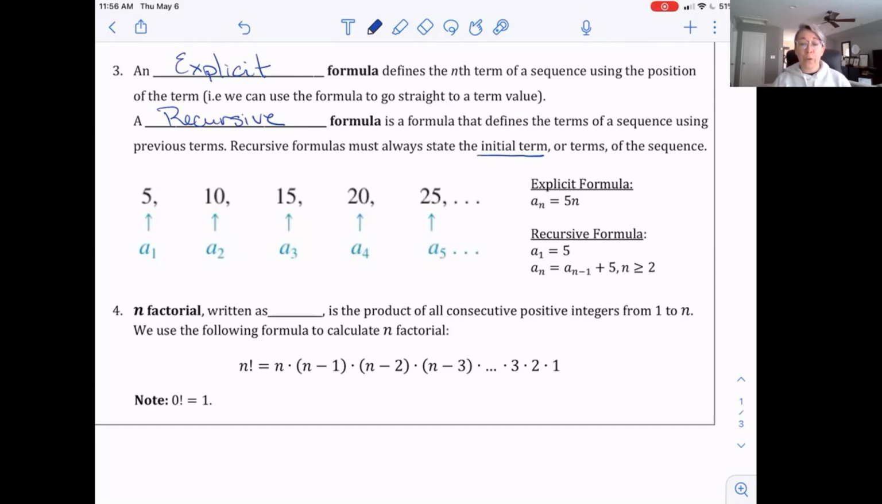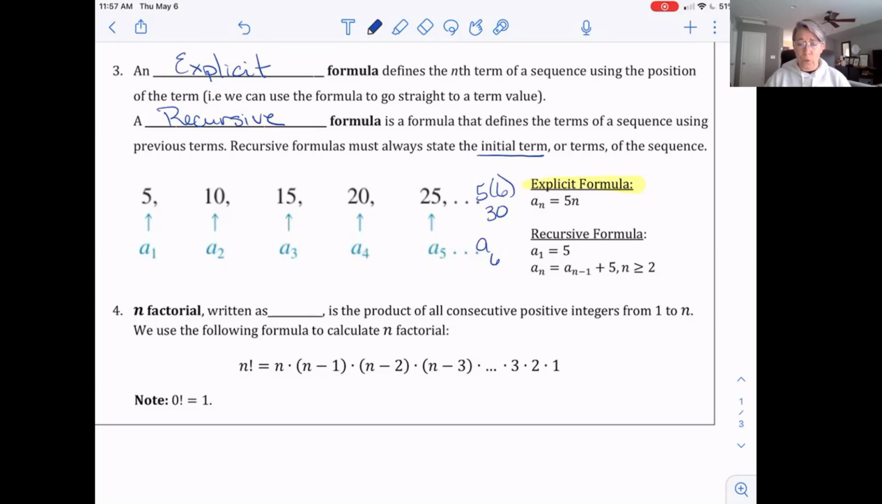For example, we have this sequence of 5, 10, 15, 20, 25. They're giving us the first 5 terms. Well, we know they're multiples of 5. So the explicit formula is that any nth term is 5 times n. So notice the third term, 15, is 5 times 3. The 5th term is 5 times 5. That means the 6th term would be 5 times 6, or 30. So we can go all the way out to the 100th term. We know automatically the 100th term would be 500.